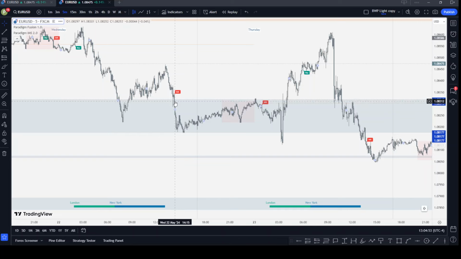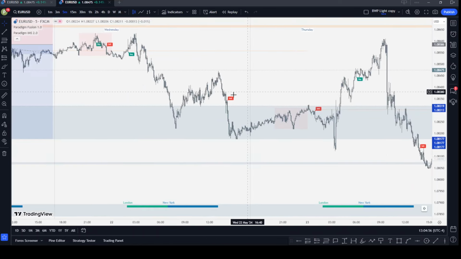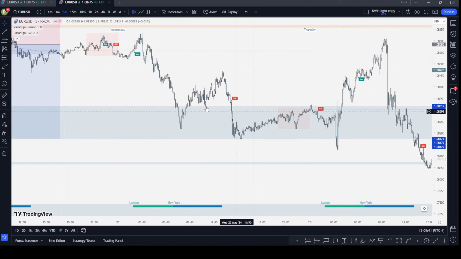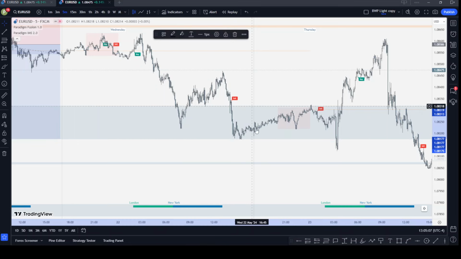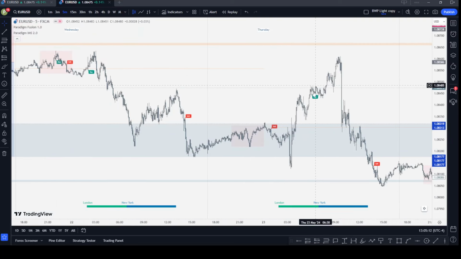This is outside the kill zone, so that is not a valid sell. Remember, if you are taking this sell, this is not even valid because price is already inside the new week opening gap we were targeting. So once price goes below here, we want to start looking for a long. And on Thursday we had the first buy here, which would have been a valid long, but it is outside the kill zone.